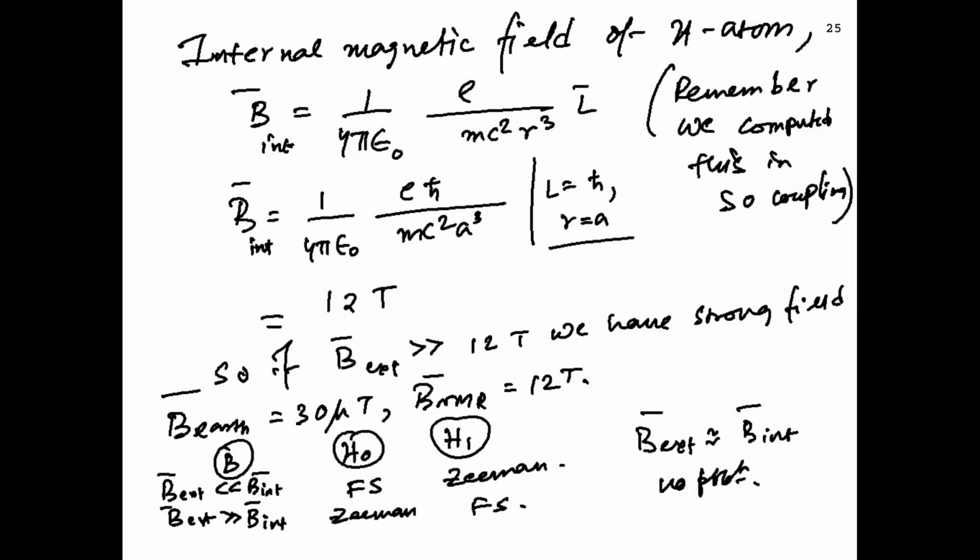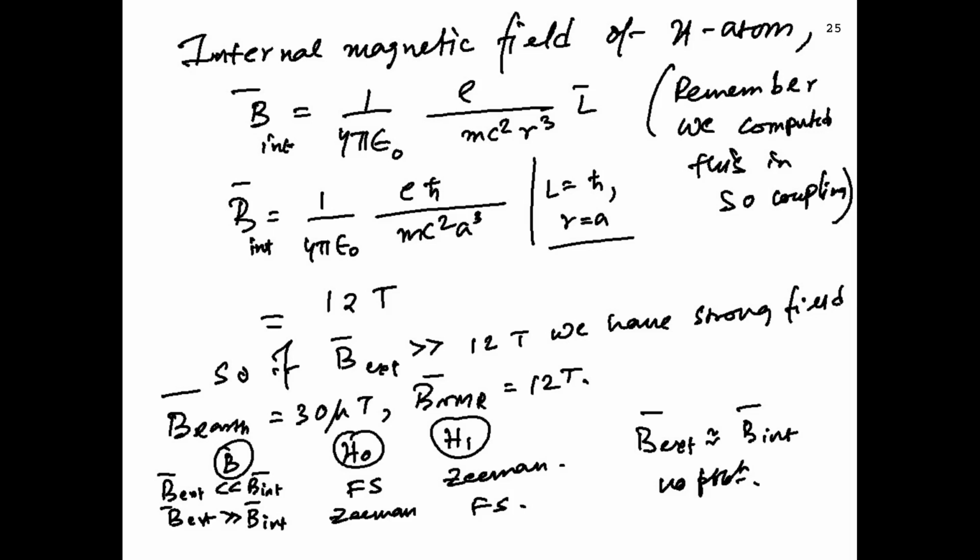Now as you can imagine, if your B external is much greater than the B internal, or 12 Tesla, you can apply perturbation theory by treating the B internal as a perturbation and B external as the H naught, and vice versa. If it is much smaller than 12 Tesla, like in the early experiments, where 1 Tesla magnetic field was used, which was the state of the art around the late 1800s, then it was clearly a perturbative effect where B external has to be treated as the perturbation.